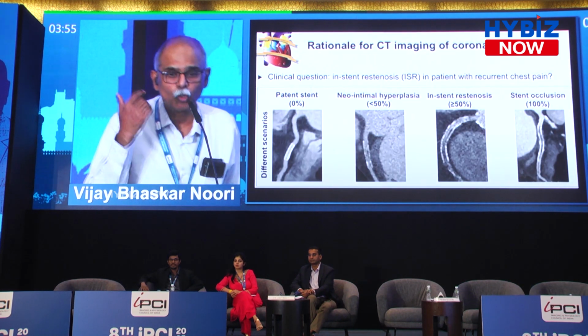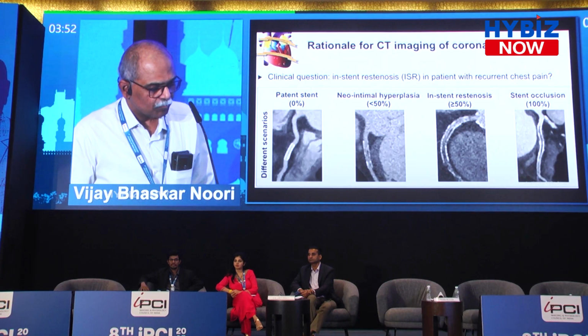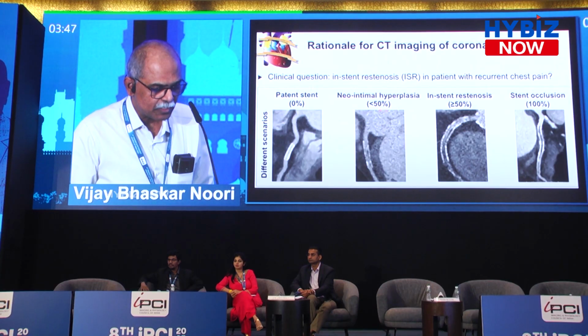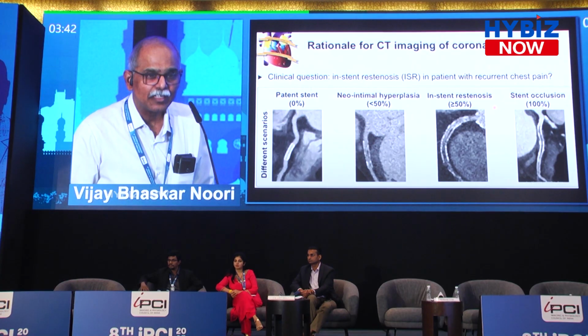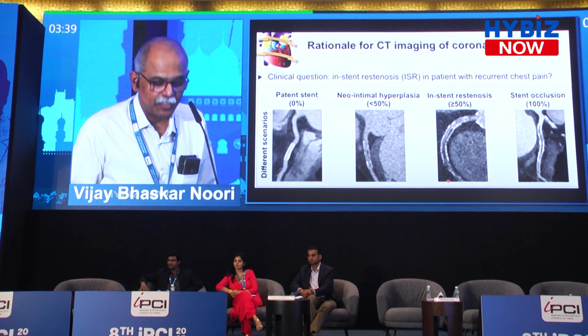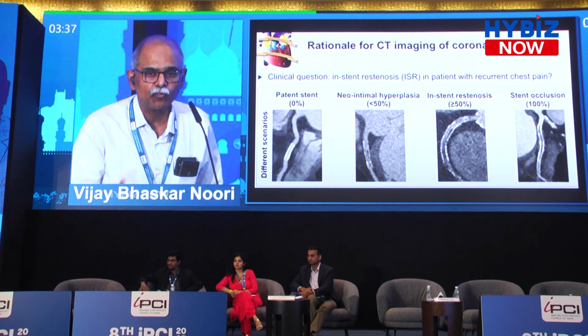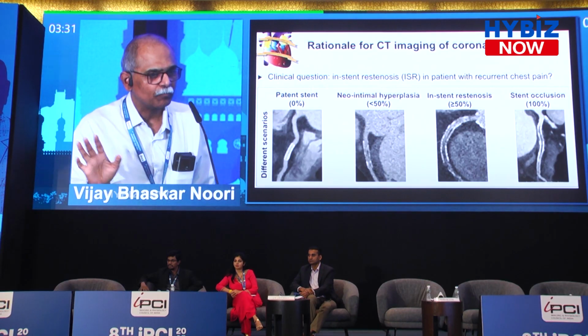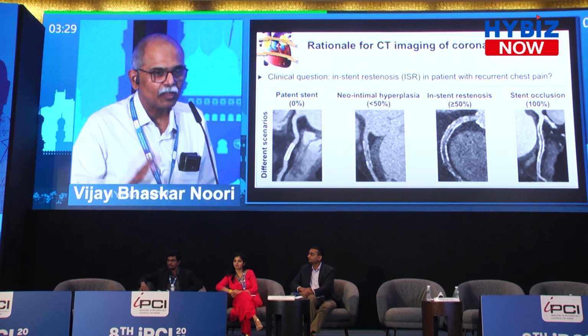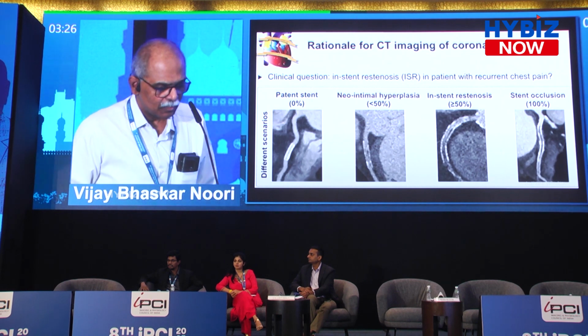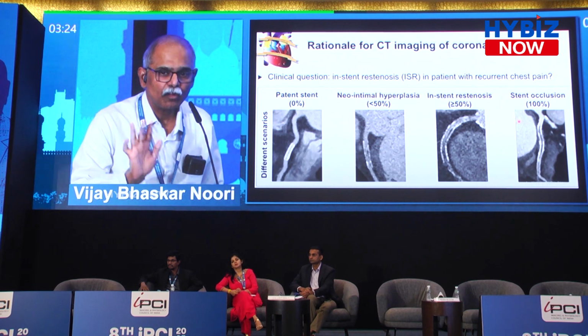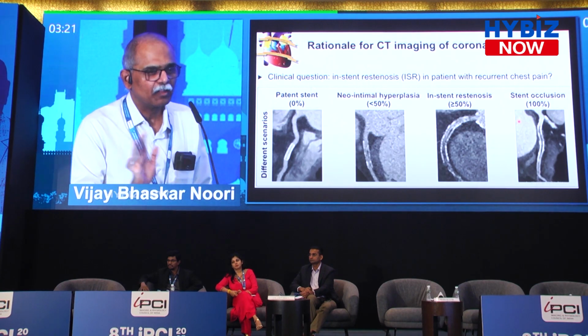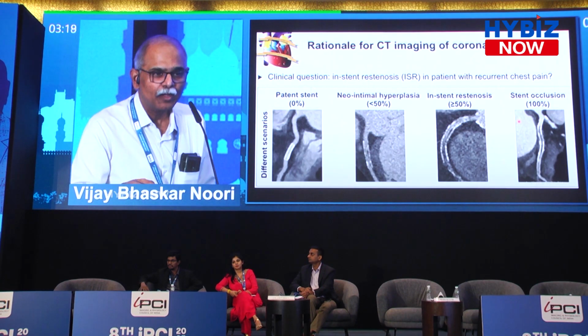Now, what are we trying to look at in a stent evaluation? Patent stent, you can see the stent lumen very clearly here. We call it new intimal hyperplasia when it's less than 50% stenosis of the stent lumen. In-stent restenosis is more than 50% stenosis of the in-stent lumen, and then stent occlusion. We are not going to tell you 20 to 30, 30 or 40, mild, moderate, severe, nothing. We are going to say in-stent restenosis is more than 50%, intimal hyperplasia less than 50%, or occlusion. That is all your CT is going to tell you. If someone tells you 30-40% in a stent lumen, that is humbug, you should not believe it.